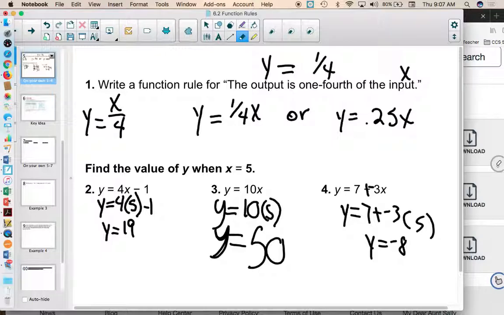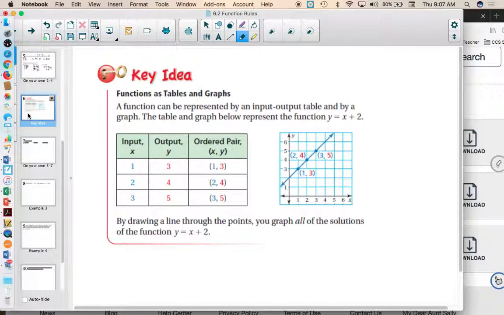Nice job. Everybody sees how to solve a function if given the value of one of the variables, okay? That's pretty simple. So we could solve them. We can write the rules. We've done some rules. We can do that. Okay? Now, what do we do with functions?